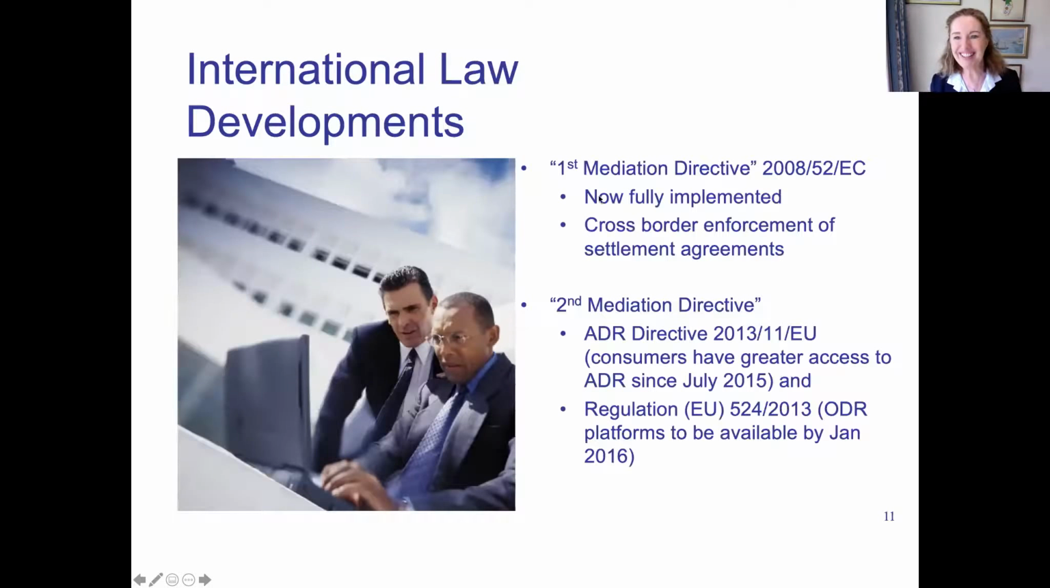So what's happening internationally? As I've said, the international field is very much my area. We have some international law developments. Some of them are now of less interest from the UK, but because I'm speaking to you in Italy, I'm keeping them here for you because, of course, following Brexit, some of the European laws no longer apply in the UK. But we do have a really important first Mediation Directive, 2008, now fully implemented through the EU. And what's important about that is it says that a settlement agreement entered into as a result of a mediation can be enforced throughout the EU.